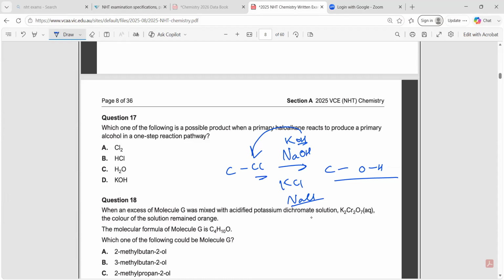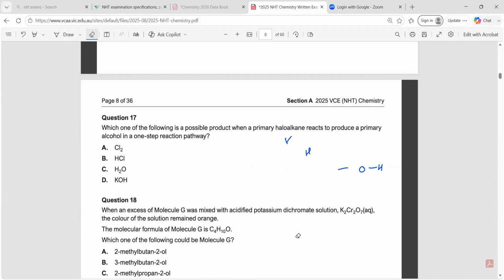So you want something. Okay, so it doesn't seem to have any of the stuff. So which one of the following is a possible product when a primary haloalkane produces a primary alcohol? So let's see. None of these I'm happy with. So I've definitely done something wrong here. Why would it be Cl2? So the only way it'd be, yeah, it's not possible for it to be like ClOH or something, right? So it seems to be dealing with Cl.